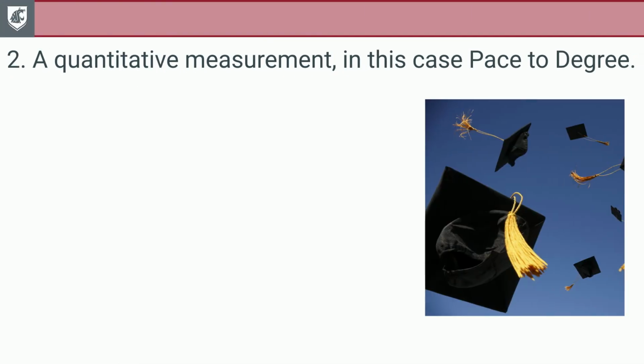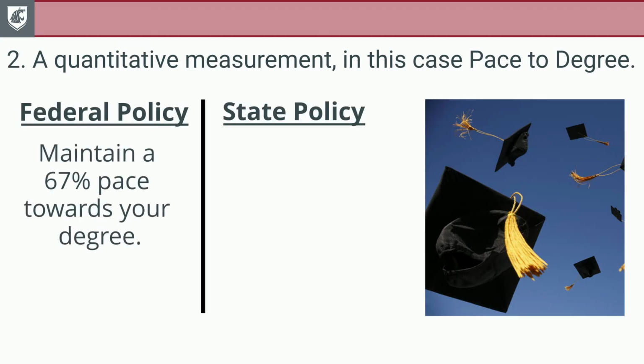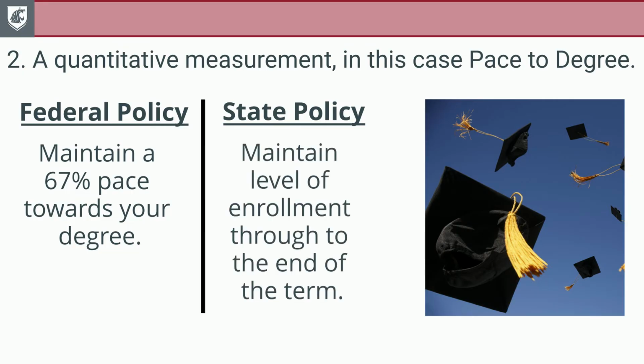Second, a quantitative measurement component defined as pace to degree. Federal guidelines state that a student must maintain a 67% pace towards their degree. This differs from state requirements, which indicate that if a student is enrolled in 12 or less credits, they must maintain that level of enrollment through the end of the semester. We call this credit hour completion.